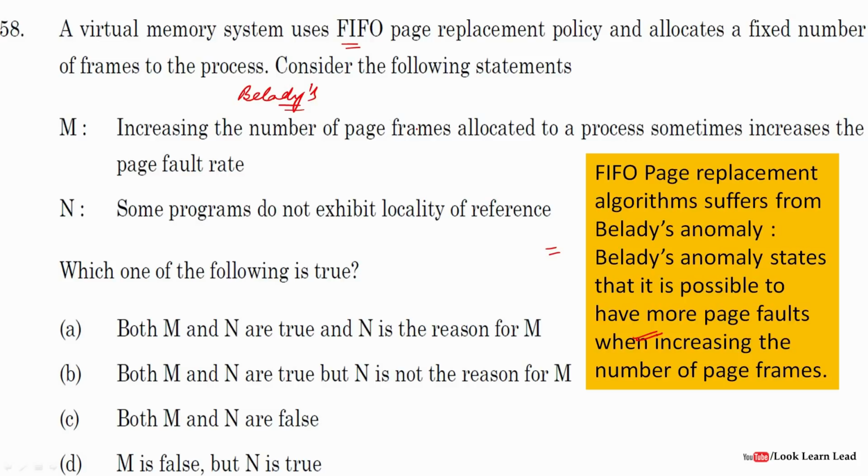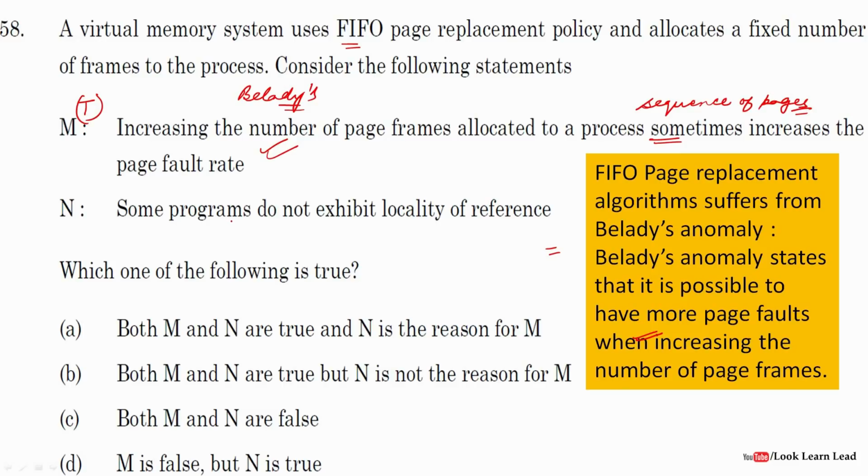That is, increasing the number of page frames allocated to the process sometimes increases the page fault rate. Sometimes it is a possibility. It is not always, it is sometimes. It depends on the sequence of pages. So sometimes it can increase the page faults. So this is true.